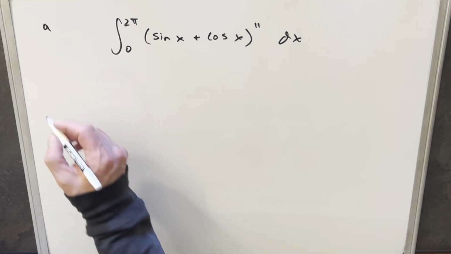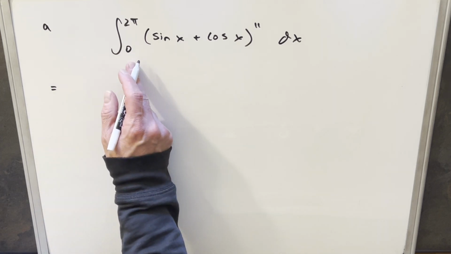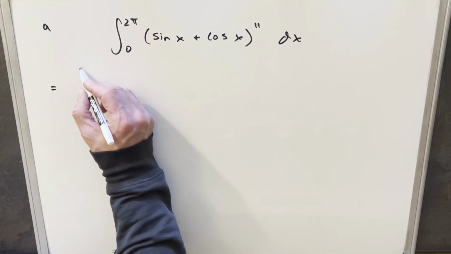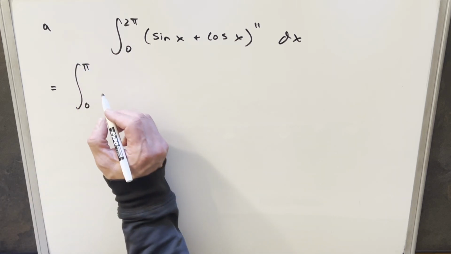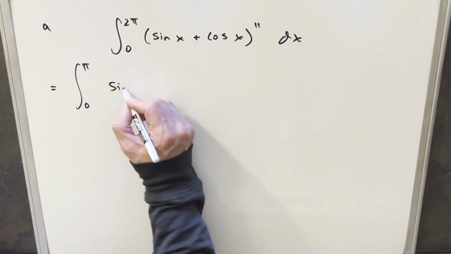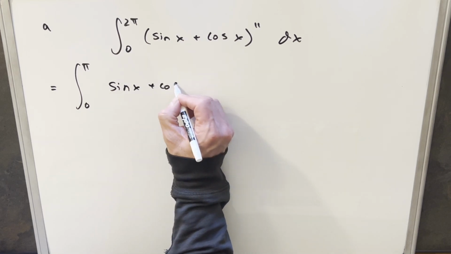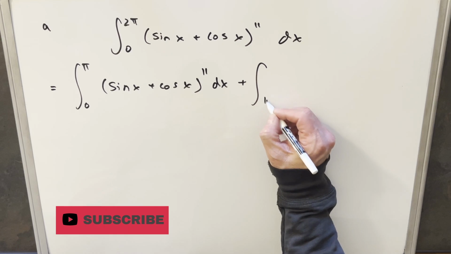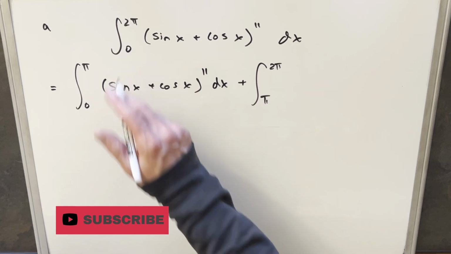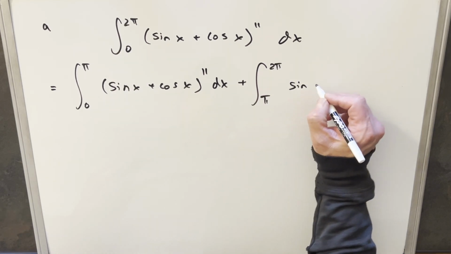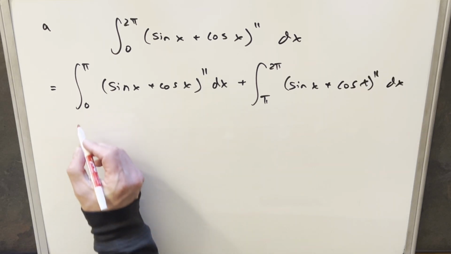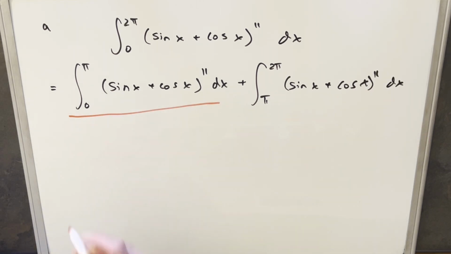To get started, for my first step, I'm going to break this up into two integrals on the bounds. For the first integral, we'll go from 0 to pi of this same stuff right here. And for the second one, we'll go from pi to 2 pi, because we need to cover the whole bound. Again, the same thing from pi to 2 pi. For now, we'll just leave this one the way it is. We'll come back to that one.